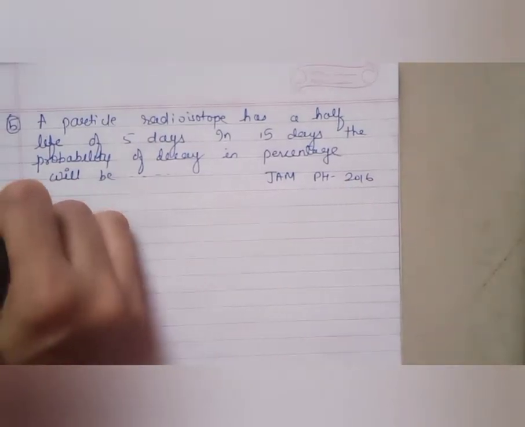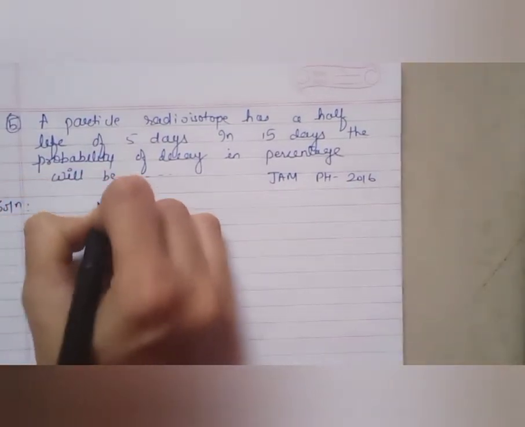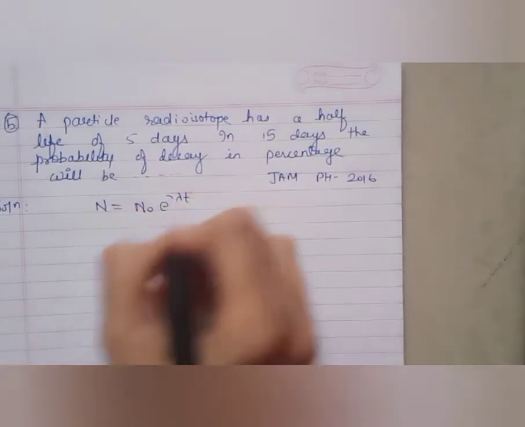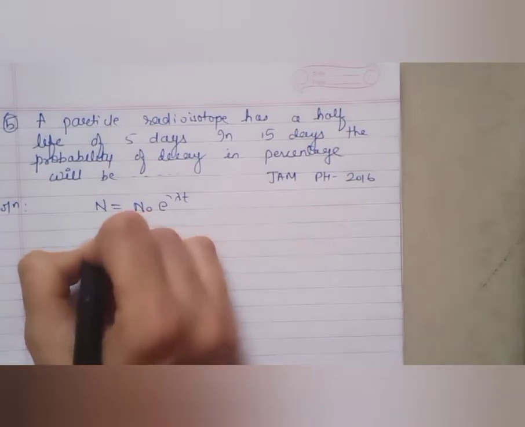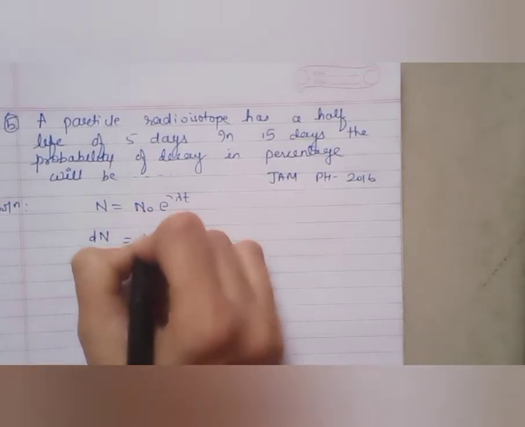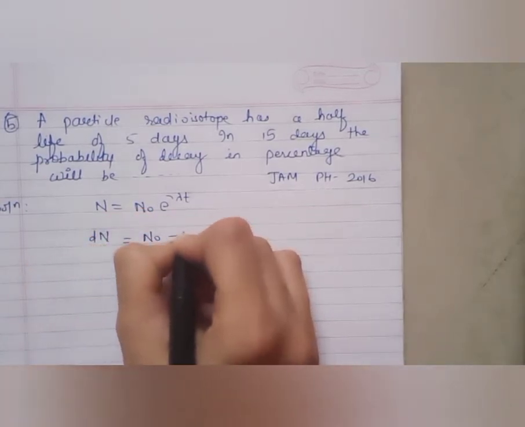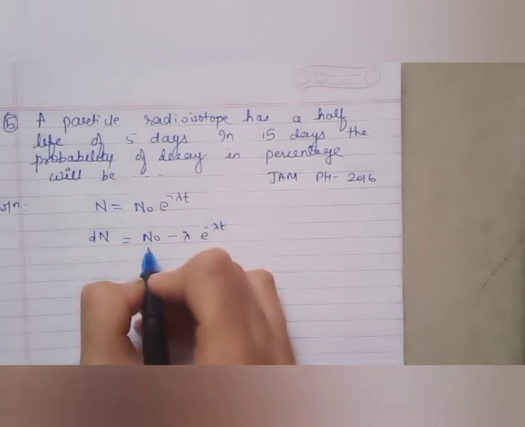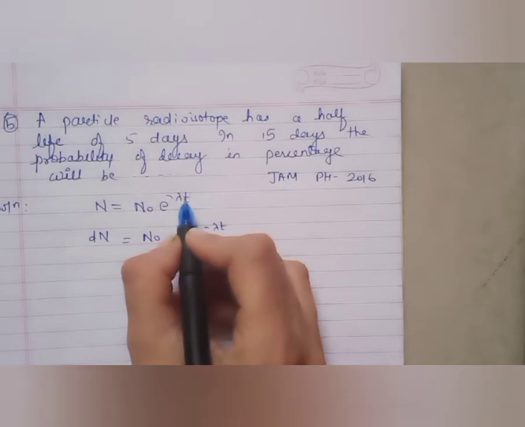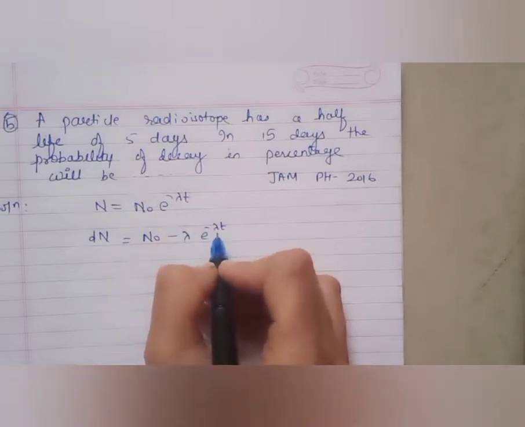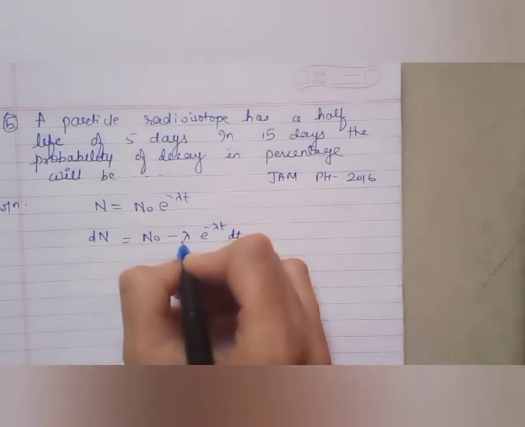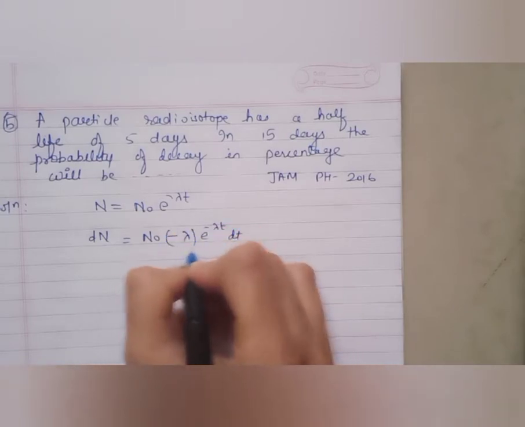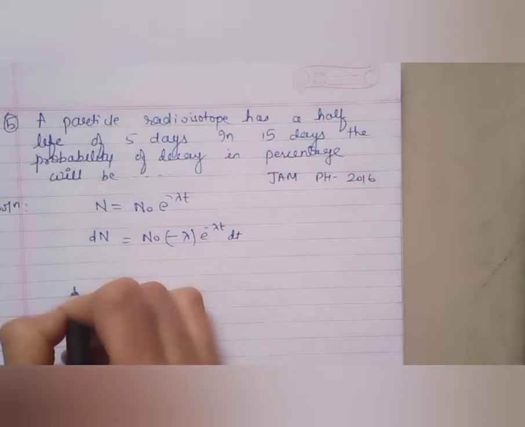So solution. We know this equation N equals N0 e raised to minus lambda t. What we will do, we will differentiate. So dN equals N0 into minus lambda e raised to minus lambda t. N0 is constant, so I kept it the same. The differentiation of e raised to minus lambda t is e raised to minus lambda t dt multiplied by minus lambda. Okay, so that is what we will get.